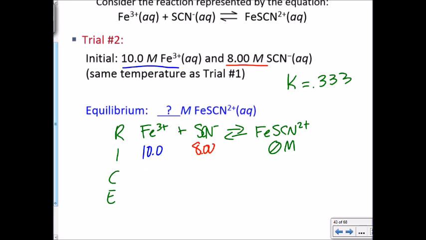And because we're still working with the same molar relationship of the reaction, 1 mole of the iron to 1 mole of the thiocyanate is going to make 1 mole of the product. So if I lose from the reactant side, it's going to be the same amount that I'm going to gain over here on the product side. Now this is where I was trying to skip ahead to the harder problems, because we have all of these equilibrium concentrations that all have an X in them.